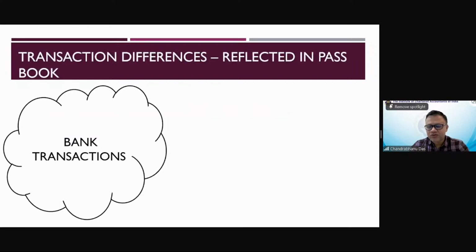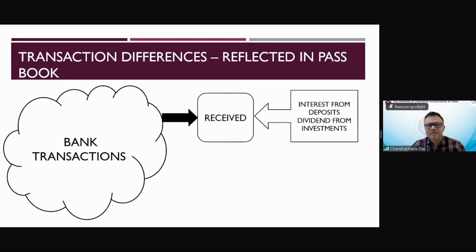Now coming back to transaction differences, if you see here, bank transactions. Companies have some deposits, companies invest in different shares of companies, they get some interest from those deposits and they get dividends also. What happens is, bank receives on a particular date, company doesn't know it.